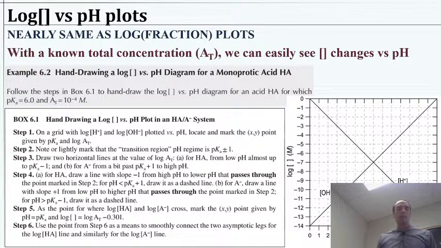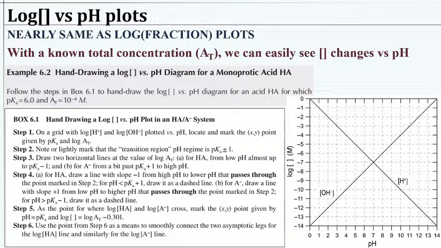We have another example that we can follow, and the book gives us this nice box to say, okay, here are the instructions on how to draw up a log concentration plot. If we follow these steps for this HA/A- system, we'll get a nice plot. So it's asking us to essentially draw up this system for an HA with a total acid concentration of 10 to the minus 4 molar and a pKa of 6.